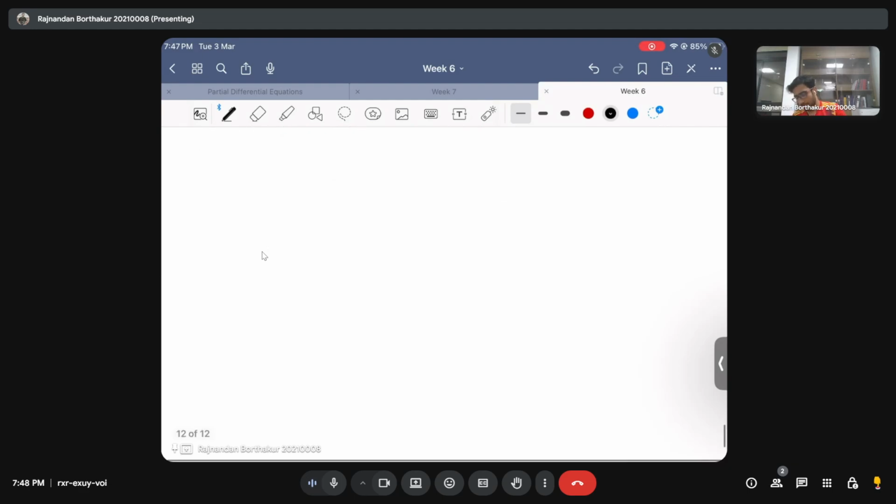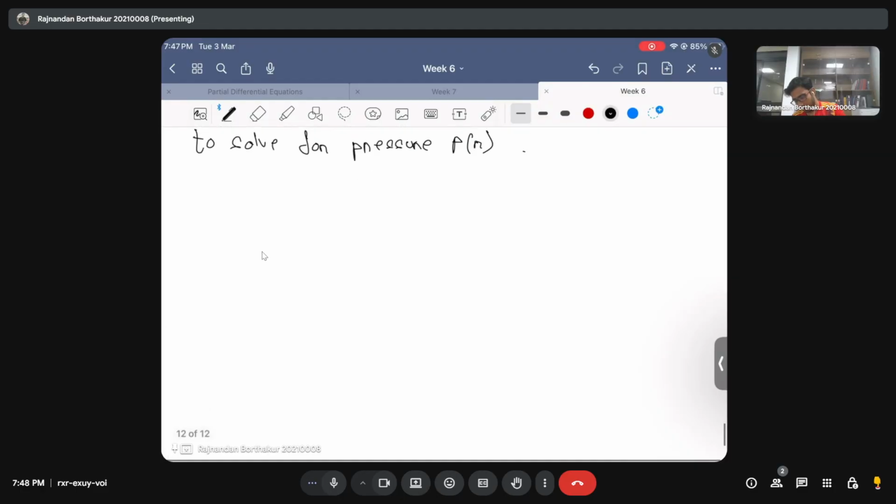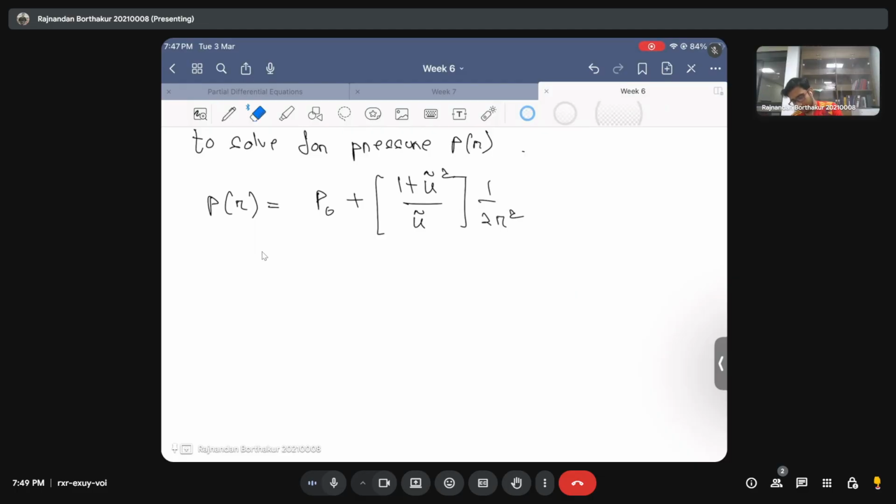So what you will get is pressure as follows. p of r will be equal to some p naught, which is given to us, plus (1 plus u tilde squared) by u tilde times 1 by 2 r squared, and there is actually a minus sign over here. So this is what is going to be your pressure field.